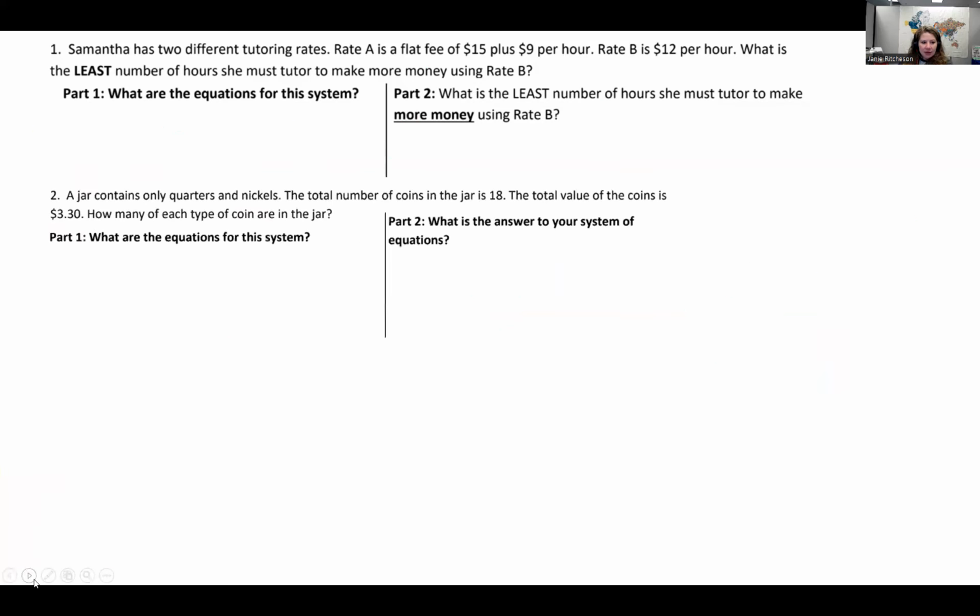All righty. What about the second one? A jar contains only quarters and nickels. The total number of coins is 18. And the total value is $3.30. So the equations are, well, if there's 18 coins, those coins are made up of both quarters and nickels. So the coins equal 18, right? That's the first equation.